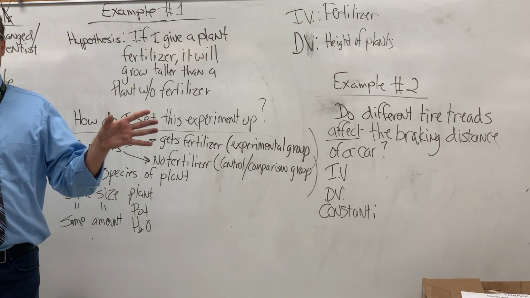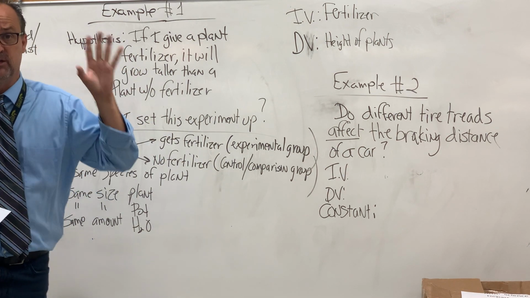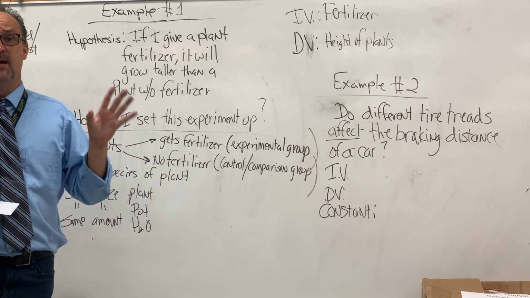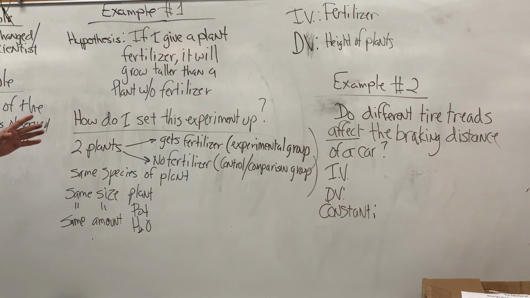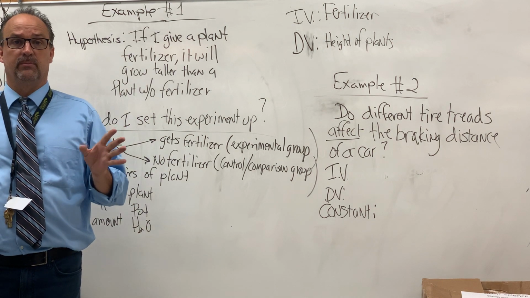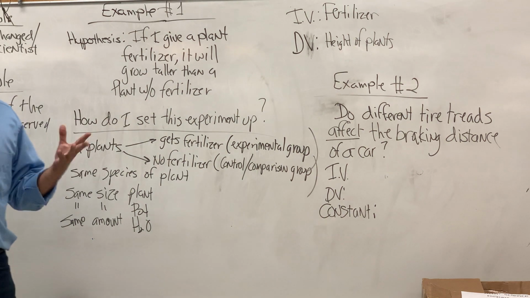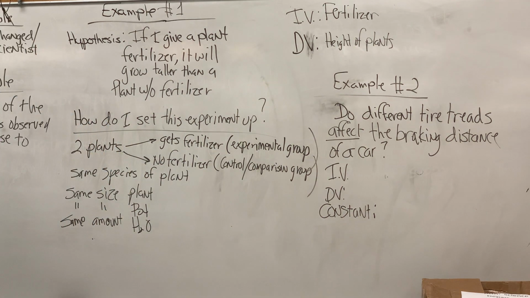1 plant gets the fertilizer. That's my experimental group because the independent variable is the fertilizer. It's what we're trying to find out, what we're testing. The control group, or my comparison group, is just a regular plant without fertilizer, because we need to know if the fertilizer really works, and if it does, how well does it work.